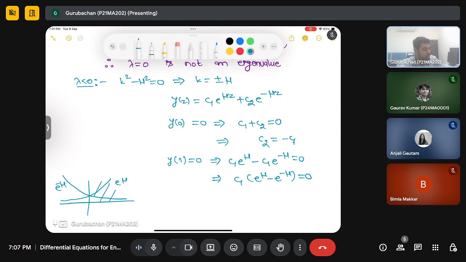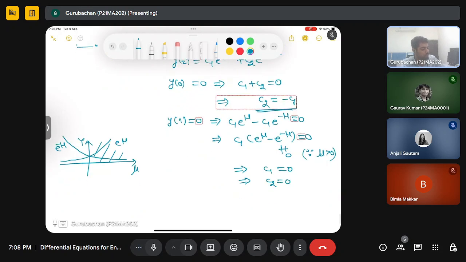And we have to consider only this region. So positive region, you can say mu and corresponding y. So here this will be non-zero because mu is positive. So this will imply that c1 is 0, and if c1 is 0, then c2 must be 0 from this relation. Again, y(x) is exactly 0, z is exactly 0 for all z from 0 to 1.